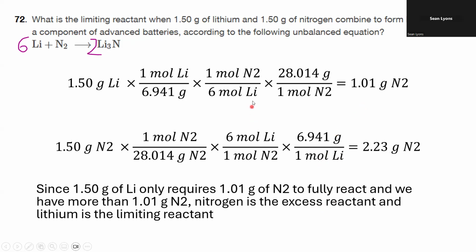But the reason I like this method is because if we wanted to also determine how much of the excess reactant is remaining, we already have that information provided because we're only going to need to use 1.01 grams of nitrogen. So if we have 1.5 grams of nitrogen, the amount that's going to be remaining is just the difference between those two. So we'd be left with just under 0.5 gram of nitrogen after we used up all of that lithium.